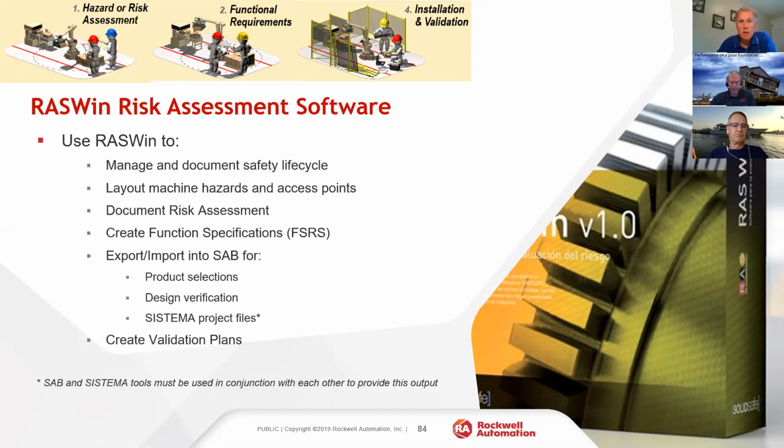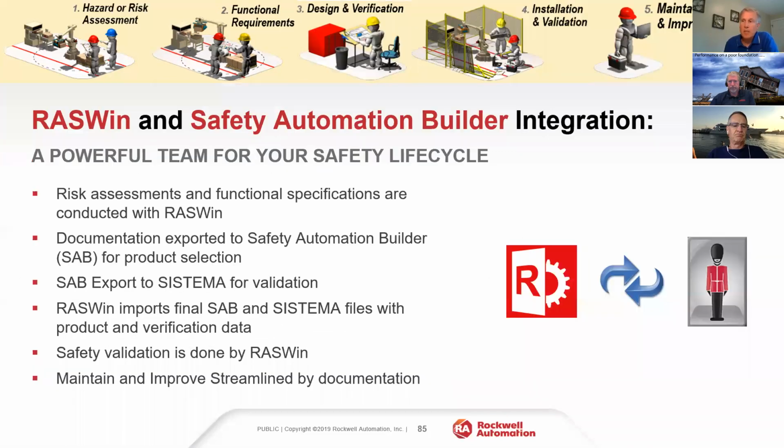RASWIN and Safety Automation Builder work together as a powerful team to import and export documentation between them. It's a really easy process, as easy as pushing a button. There's a big button that says Export to Safety Automation Builder, and then there's another button on the other side that says Export to RASWIN. It's very simple. It was designed extremely well and allows us to get the best out of both of these worlds. We are able to walk all the way through the life cycle with the combination of these two tools.